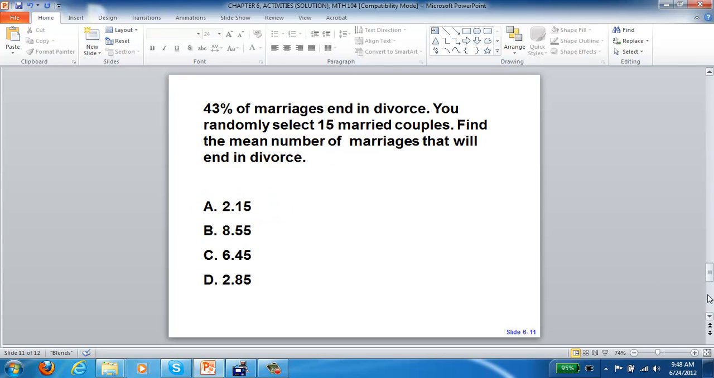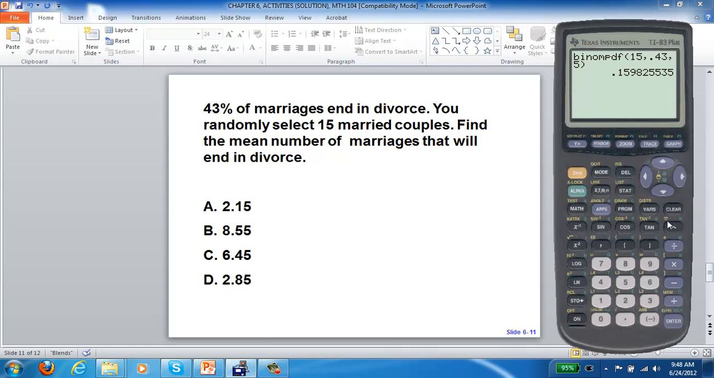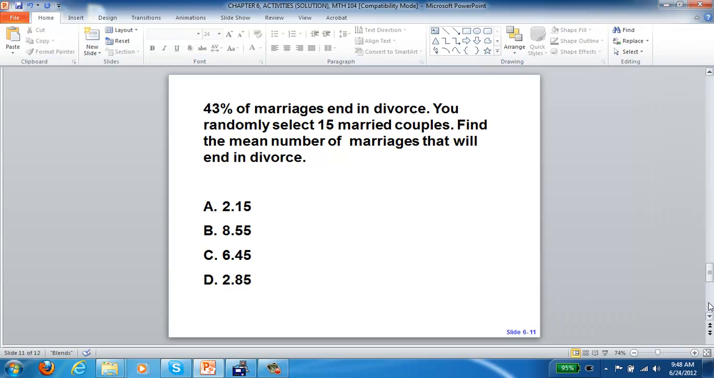The last one, it's the same problem. You look for the mean. So in order to calculate the mean, simply you multiply the n, the sample size, times the p. So you multiply n, which is 15, times 0.43. Enter. 6.45. So the correct one, as you can see, is C.